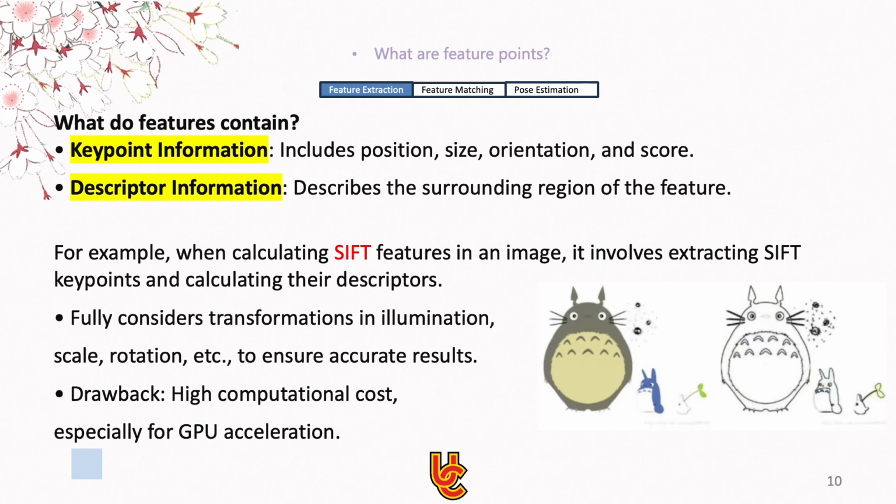But SIFT has its own drawbacks. It's a very high computational cost. The picture on the right shows what the features look like. You can see the edges. Maybe it's not too accurate to describe what the keypoints are, but you can get the idea.